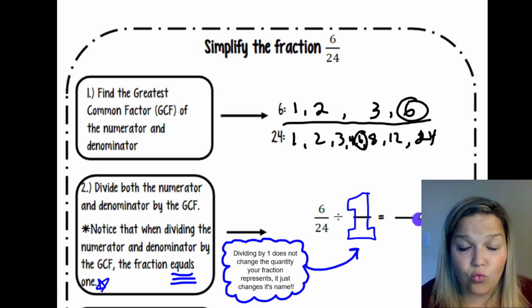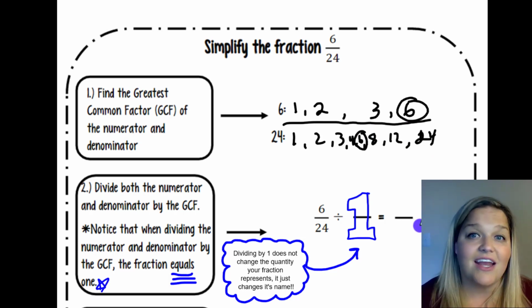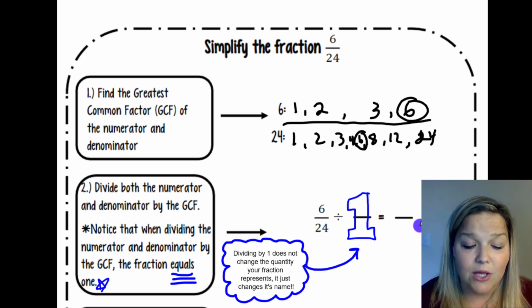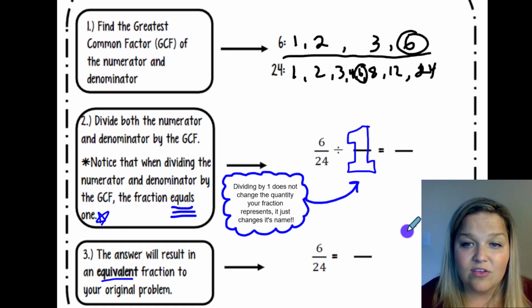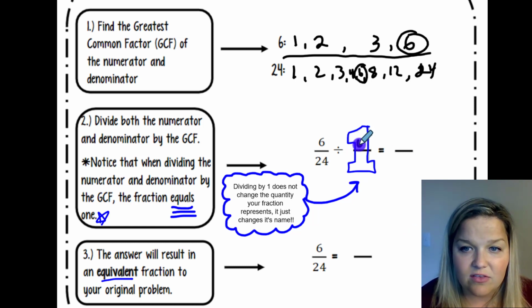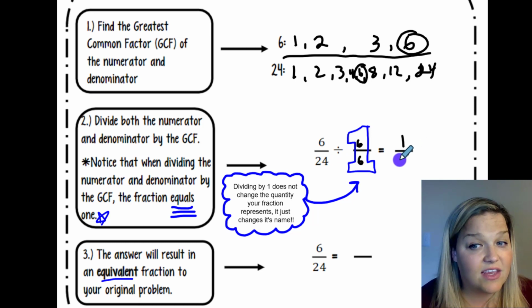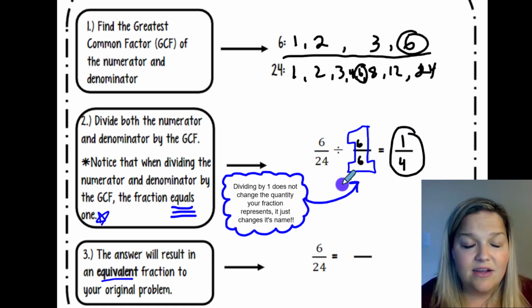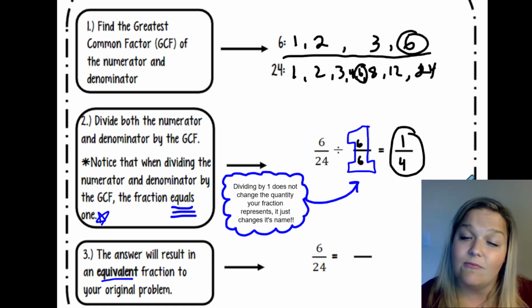Since 6 is the greatest factor that can divide evenly into both of those numbers, we're going to divide top and bottom by 6. So let's come down here and see what happens. Divide both the numerator and the denominator by the greatest common factor. All right, so we're going to divide by 6 over 6. 6 divided by 6 is 1. 24 divided by 6 is 4. And 1/4 is an equivalent fraction to 6/24, but it's in simplest form.